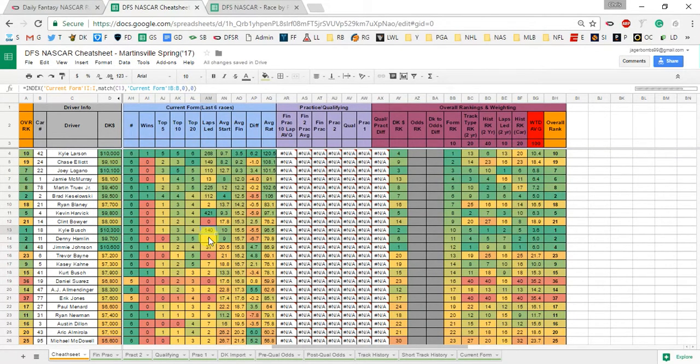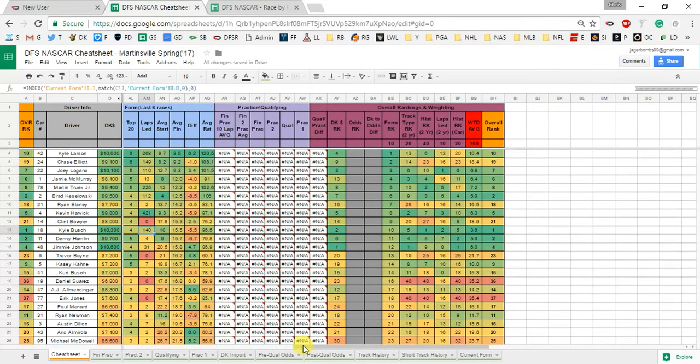Kyle Larson, number 42. Dude's got four runner-up finishes, including the one at Homestead, 12th at the Daytona 500, and he just won his second career race last week in dominating fashion. So even though he may not have the best track history here at Martinsville, look out for the 42. He's pretty much punched his ticket as an elite driver in this series.